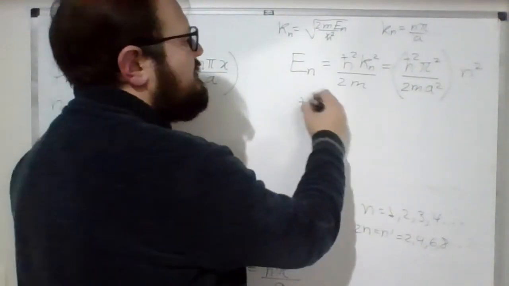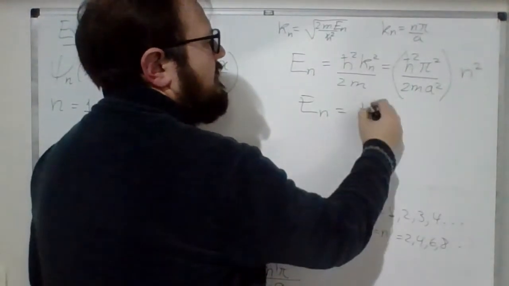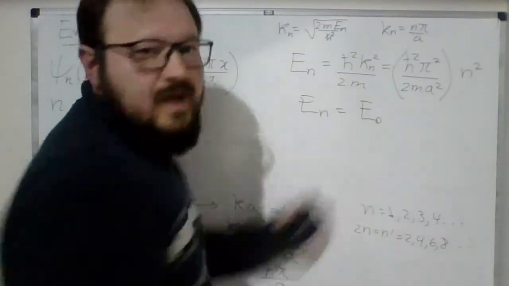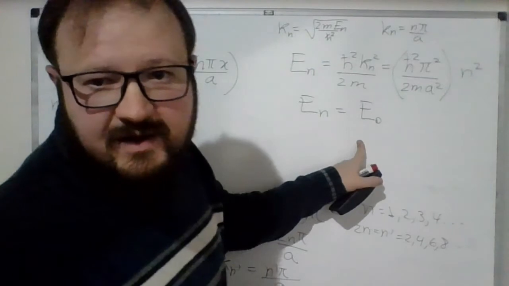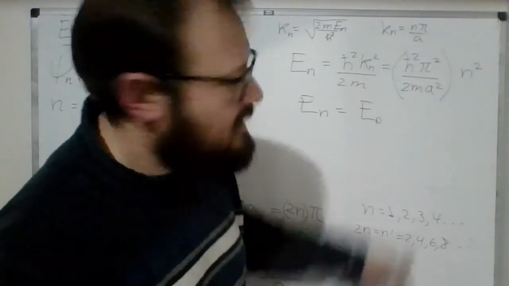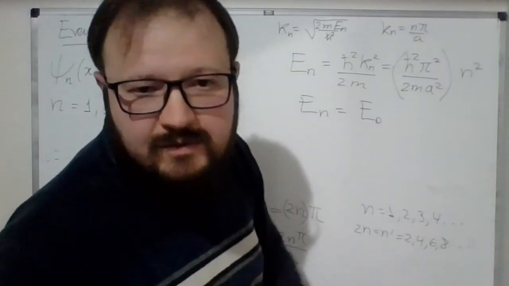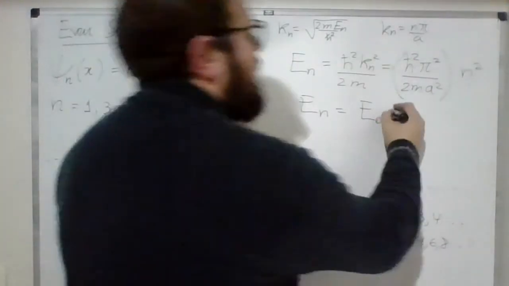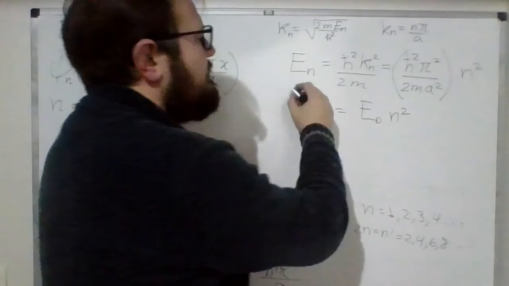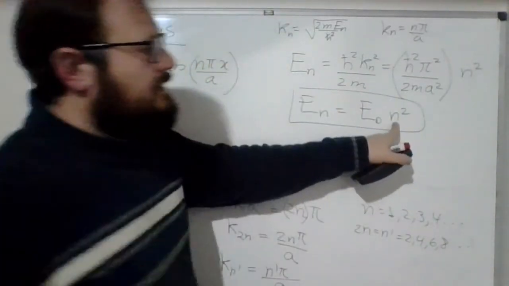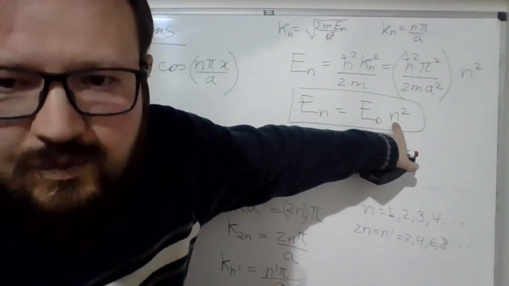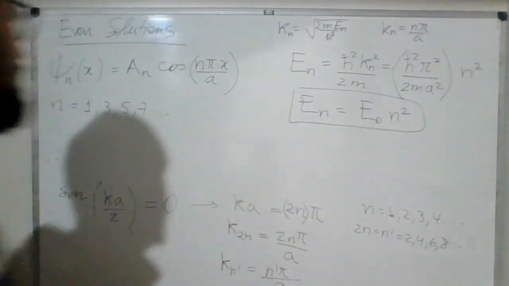So you have an energy scale here, E naught, some energy scale, which is defined by the mass of the particle and the size of the well, times n squared. Notice that the energy values grow with the square of n, all right?